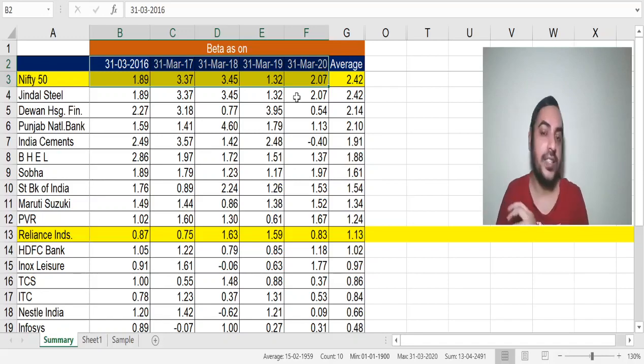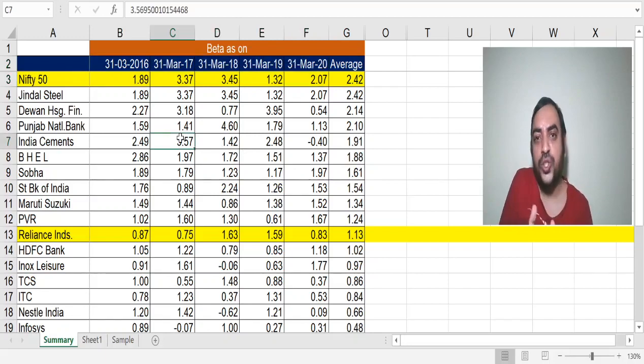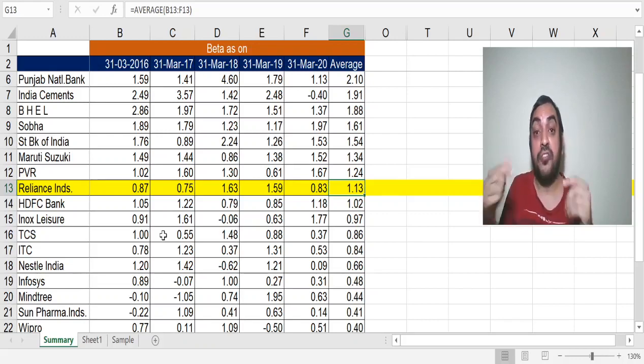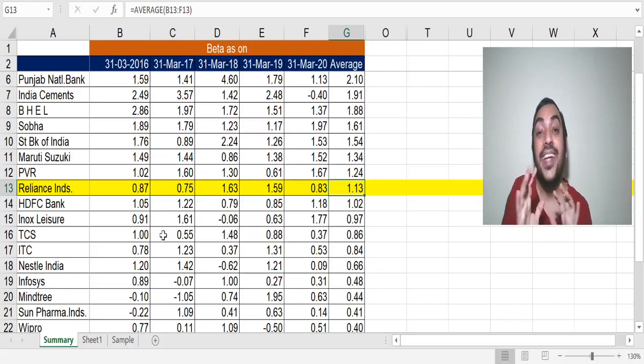So let us come to the analysis part of it now. So this is what is there for examination purposes. Now what I'm doing is one step further. Look at these beta points. Let's say Reliance Industries, what is highlighted here. 2016 it is 0.87. 2017 0.75, 1.63, 1.59, 0.83, 1.13. That is an average. That is to tell you beta is not a fixed number. You can't say that beta calculated will remain for a lifetime. No, it is not like that.